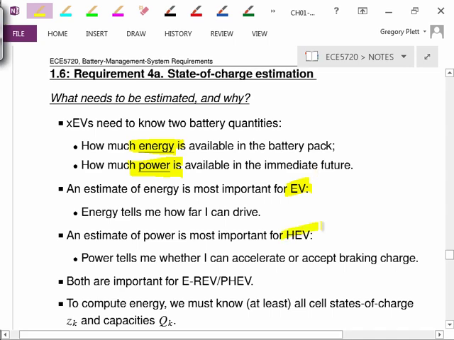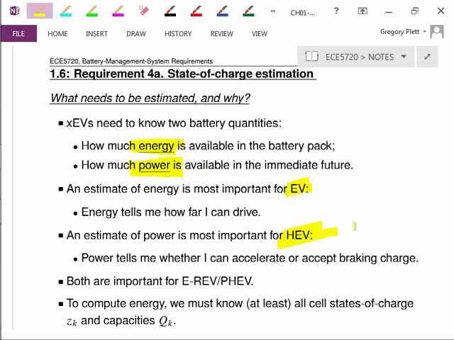Power is most important for things like HEV, because a hybrid vehicle has a gas engine and the electric motor. It can use the gas engine to drive all day, so it's not a range issue. It's more an issue of how quickly can I take energy out of the battery pack to assist the gas engine to accelerate, or how quickly can I put energy back into the battery pack for regeneration purposes when I do some braking, for example.